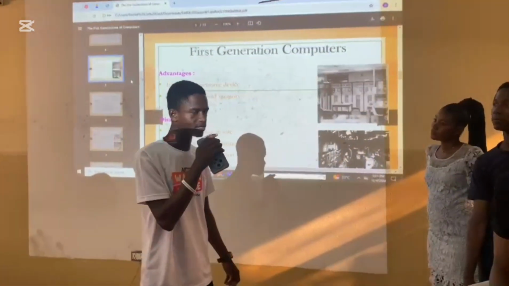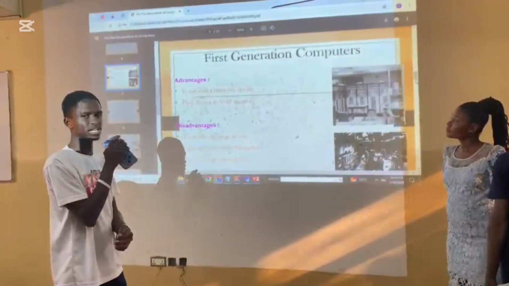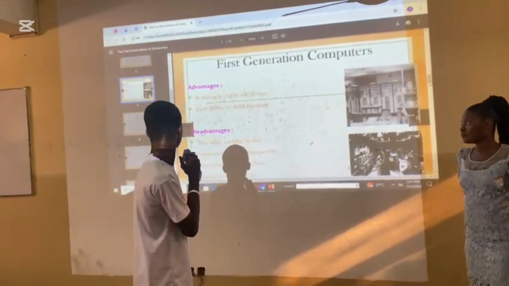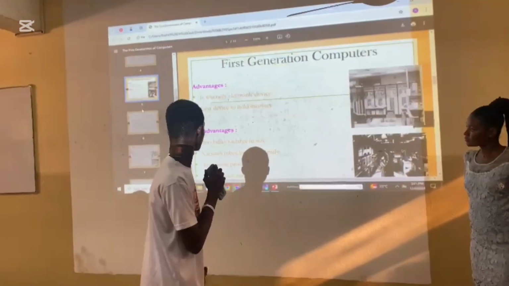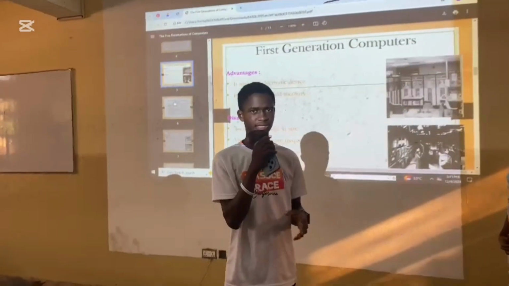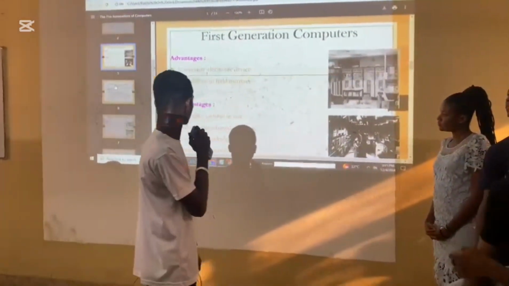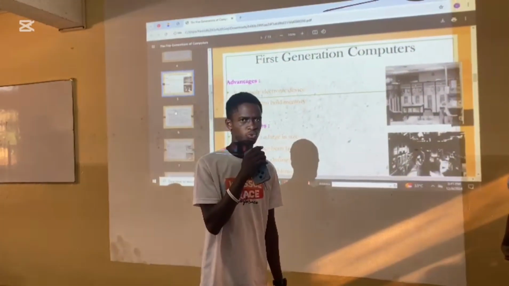So the advantages we had from the first generation computers were that it was an electronic device, and also it was the first device to hold a memory. The disadvantages we had were that it was too bulky and the size was huge. Also, they produced heat, and the maintenance problems were huge.